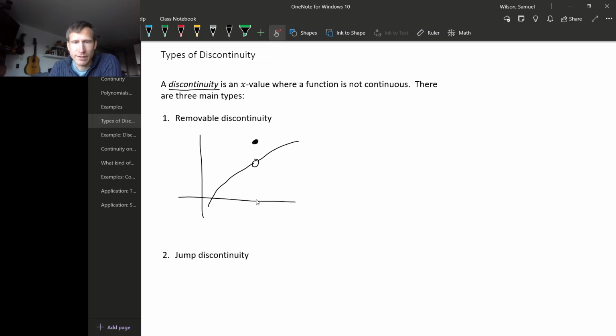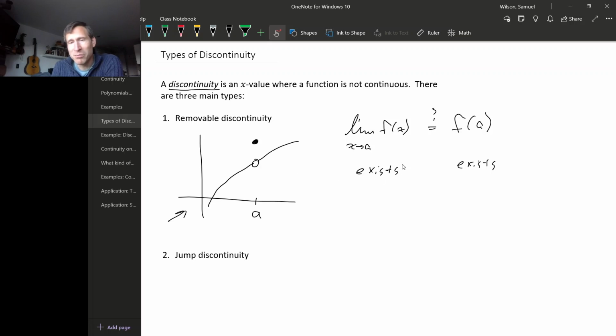So in this, let's say our x value is a here. So remember, to check if a function is continuous or not, we have to check if the limit of the function at a is equal to the value of the function at a. So for this situation, the limit exists, and also f of a exists.